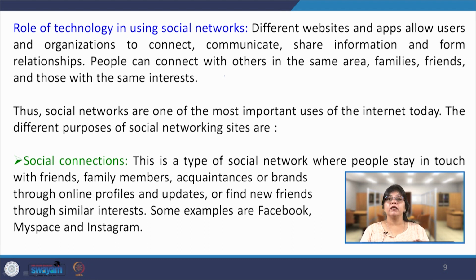Therefore, social networks are one of the most important uses of the internet today. The different purposes of social networking sites show how technology is playing a major role in enabling us to enjoy the benefits of social networks. So, what is the purpose of technology? To enhance or expand the uses of social networks in different areas of life.